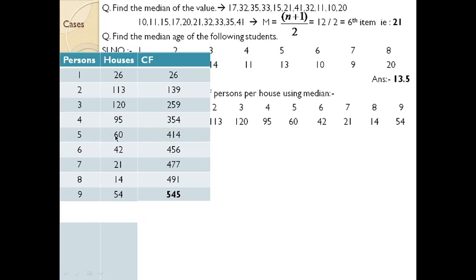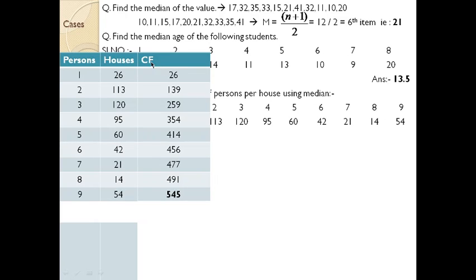Next one, 60. For 60, the cumulative frequency is 414. How did you get 414? You have added together all the preceding numbers along with 60. 26 plus 113 plus 120 plus 95 plus 60, you will get 414. And next one, 456. If you add together all these numbers along with 42, you will get 456. Next one, 477 means if you add together all these numbers preceding 21 along with the 21, you will get 477. Remember, you need to add this number along with all the numbers preceding it within this frequency column.